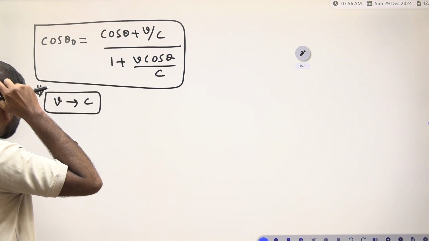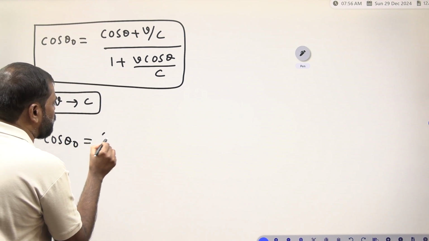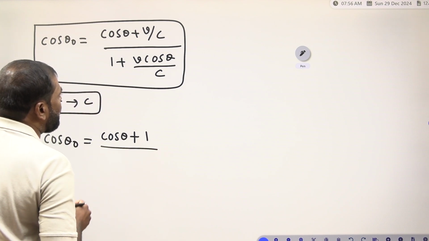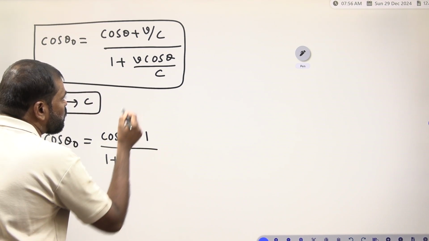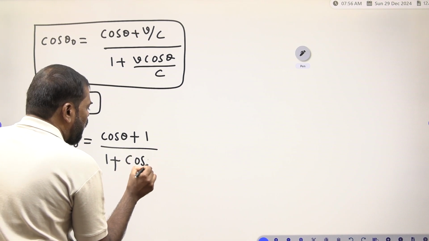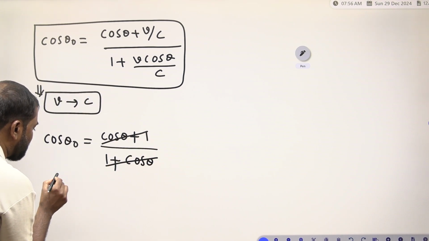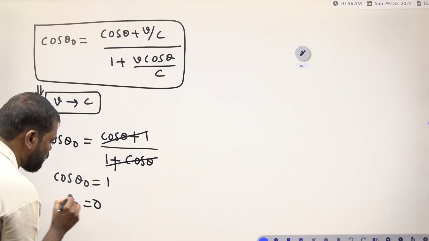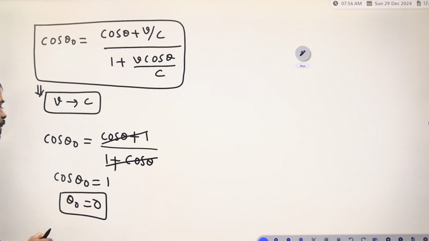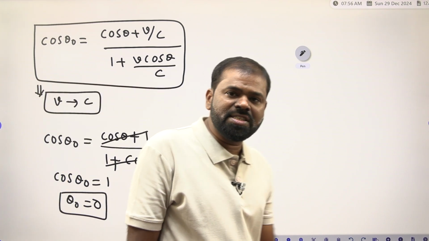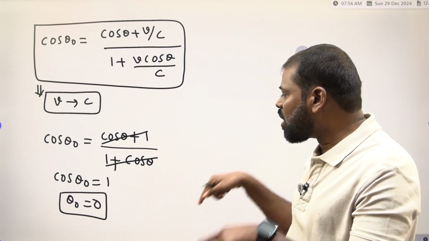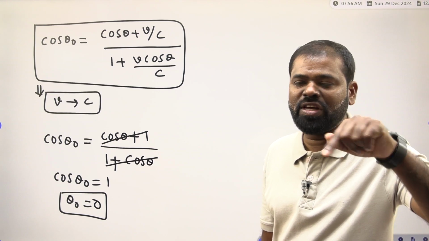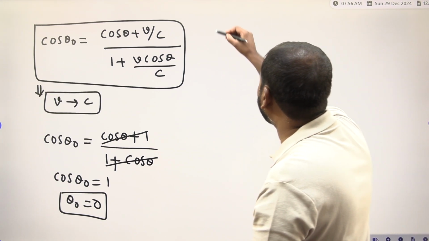If you take v is equal to c, cos theta naught is equal to cos theta plus v, that is c, divided by 1 plus v by c, that is c, cos theta. So, 1 plus cos theta divided by 1 plus cos theta. Therefore, cos theta naught is equal to 1. So, theta naught is equal to 0. This is a very important one, right. When v is equal to c, theta naught is equal to 0. So, from this, no body moves with the light velocity, from this also we have to discuss.